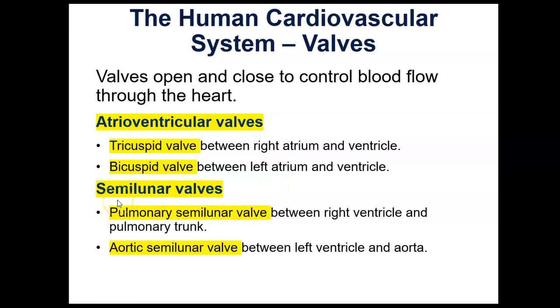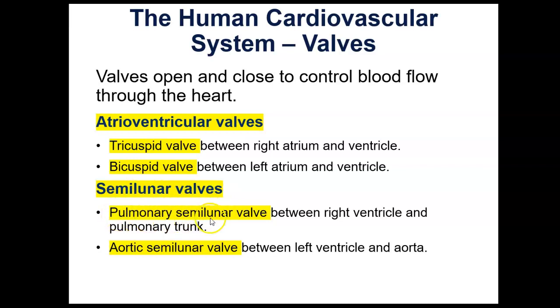Two other valves prevent the blood from moving back into the ventricles from the major arteries. So once the ventricles pump the blood out of the heart into the arteries, it won't come back and flow backwards into the ventricles. These are called semilunar valves because the flaps on these valves are shaped like half moons.